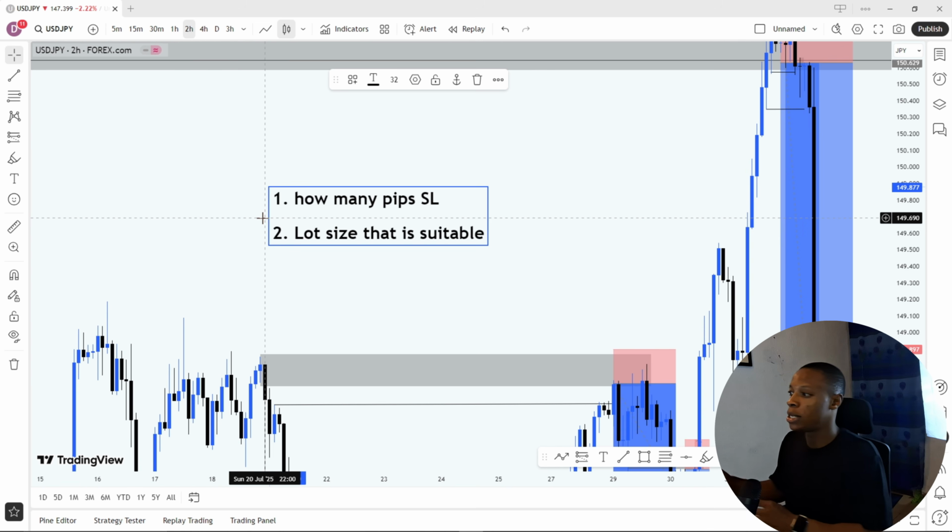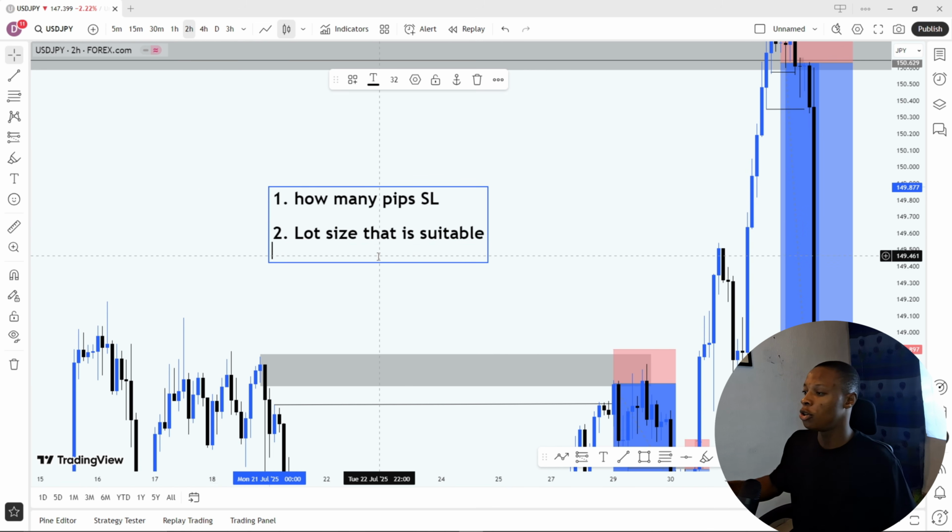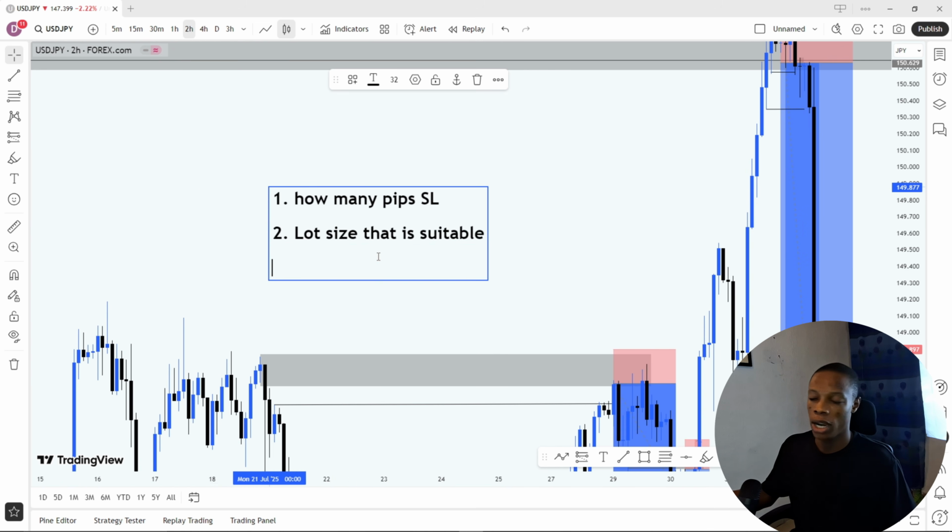If I plan on risking 10%, which is $10, I won't be using one lot size unless I'm using maybe a one pip stop loss. And how is that? Because with every lot size you use, there is a certain amount in dollars you're going to make or lose. 0.01 lot size is equal to about $0.10. That's about 10 cents per pip.